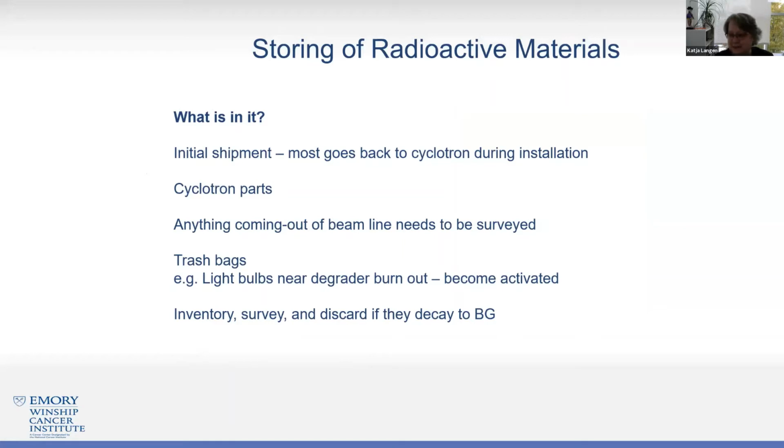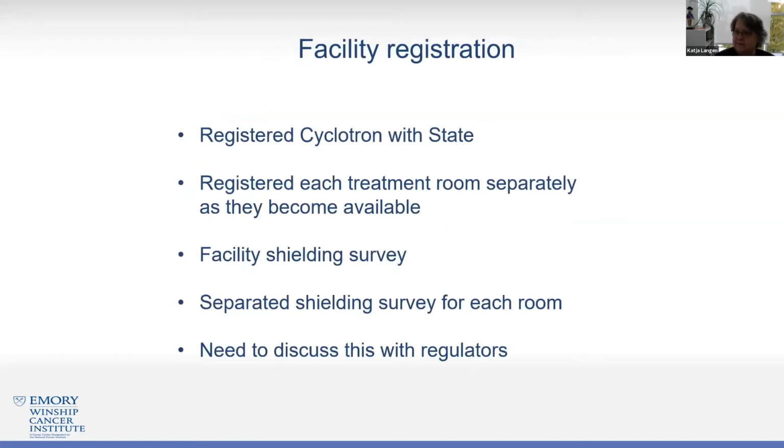We needed to replace light bulbs near the degrader because they burned out. To our surprise, we found that they became activated. So you then need to inventory this, survey it, and once it decays back to background, you can discard these pieces. But not everything decays, obviously, back to background.